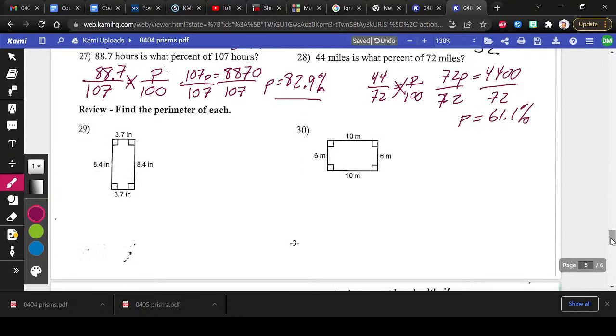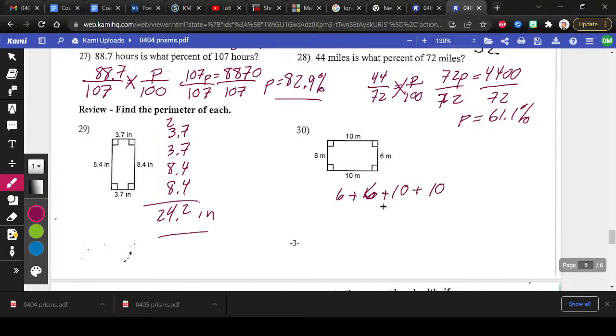Last two from this page. We're just going to find the perimeter. So that's going to be 3.7 plus 3.7 plus 8.4 plus 8.4. That's going to be 22, carry the 2, 16, 18, 24. So 24.2 inches. Then here we're going to find the perimeter again. So that's 6 plus 6 plus 10 plus 10. So that's 20 plus 12 is 32 meters.